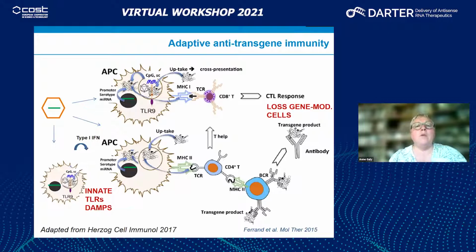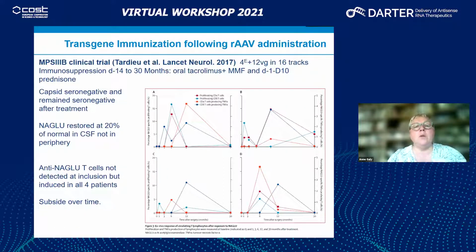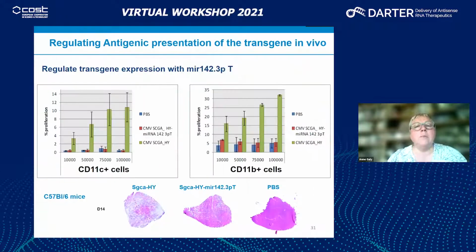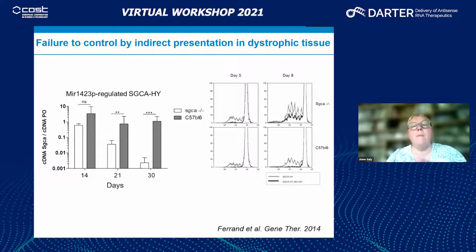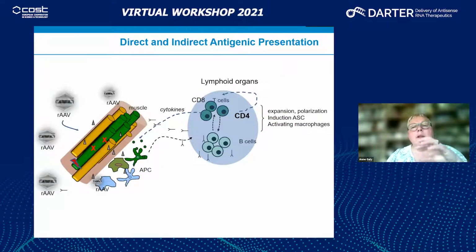So I will wrap up, but I would like to say that there are many other immune problems, one of which is the induction of transgene-specific immune responses. This has also been observed in clinical trials, illustrated here in an MPS IIIB clinical trial, where following injections of the AAV into the brain, they generated anti-transgene immune responses. We know we can control them by regulating the presentation of the transgene to professional APCs. You can control that very well in normal model mice, but not at all in mice that have dystrophic phenotypes, such as these sarcoglycan-deficient mice. So there's this problem with indirect transgene presentation that is very complicated to control in the context of inflammation.